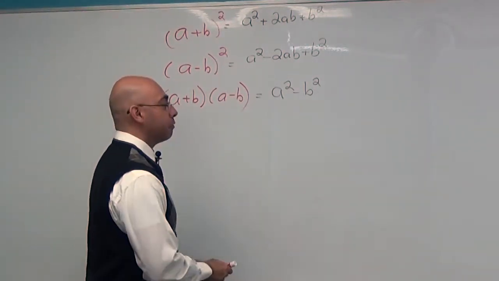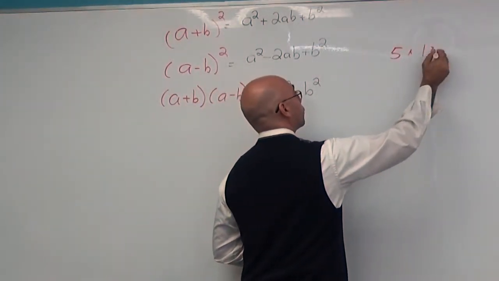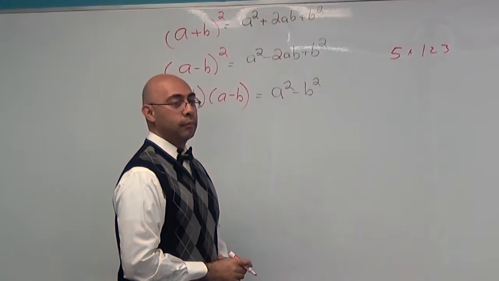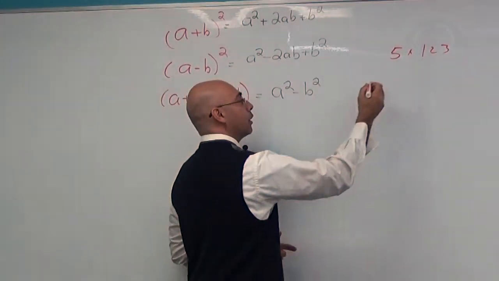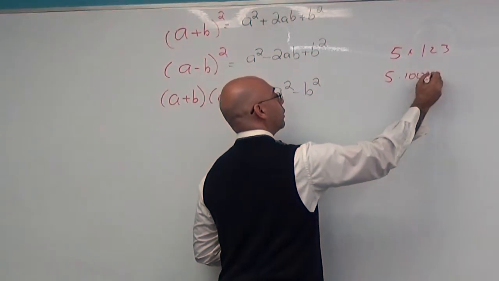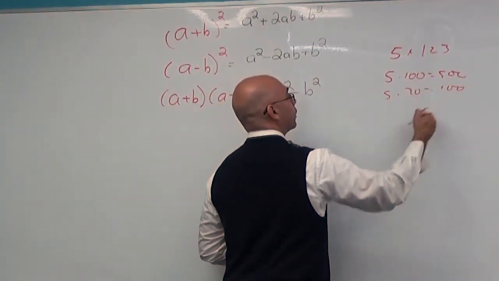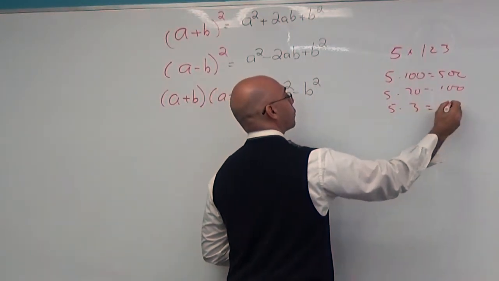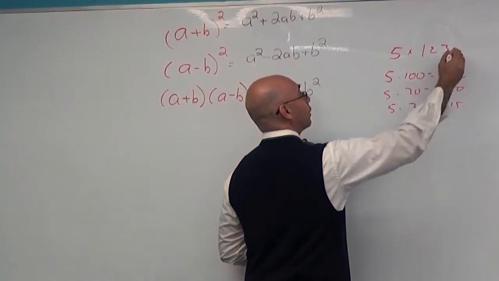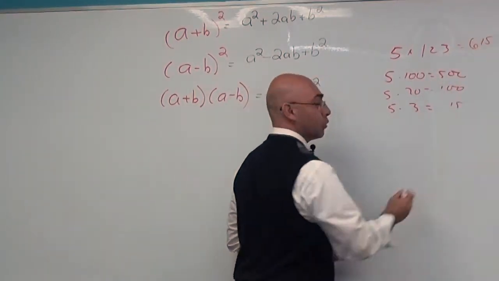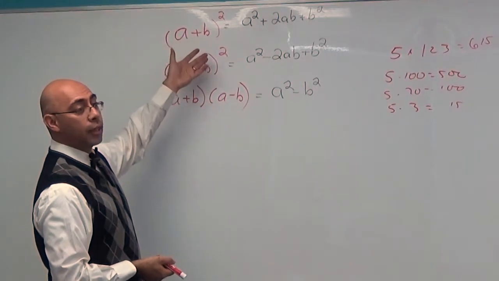So the idea of, say, for example, 5 times 123. You can break this down to do it mentally: you could do 5 times 100 in your head to get 500. 5 times 20 is another 100. 5 times 3 is 15. So 5 times 123 is 615. So you kind of remember that? So you're going to use the same idea here. You're going to use that distributive property.